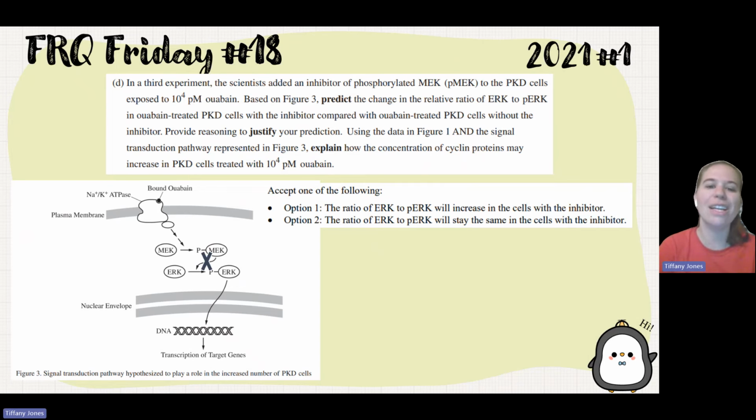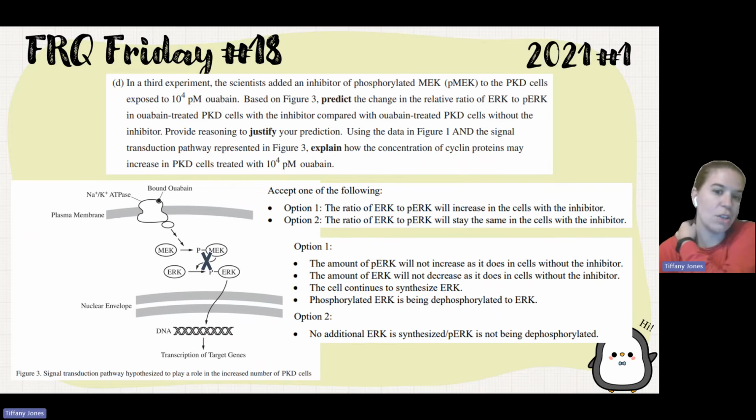And so here I can see that if this part doesn't take place, then this is not going to allow for the phosphorylation of ERK to PERK. And because there is a decrease in this, we're going to find that the ratio of ERK to PERK is going to increase because we're not going to be converting it into PERK. Now you could have said that the ratio would stay the same with the inhibitor. That is another option.